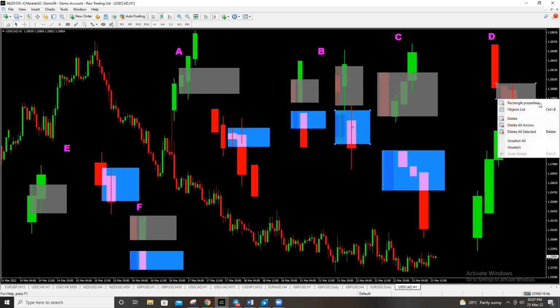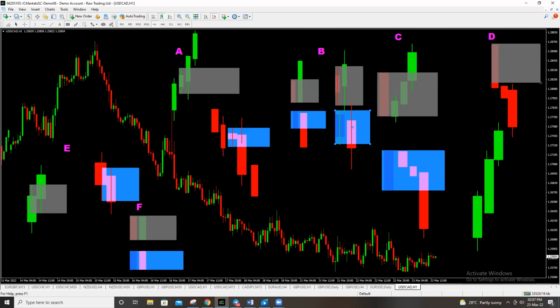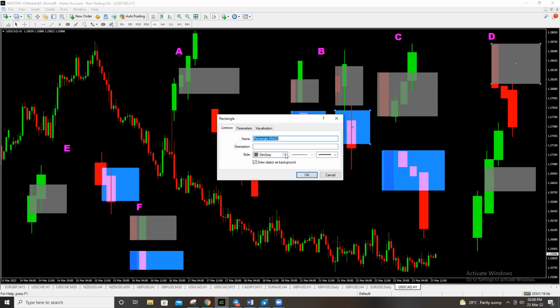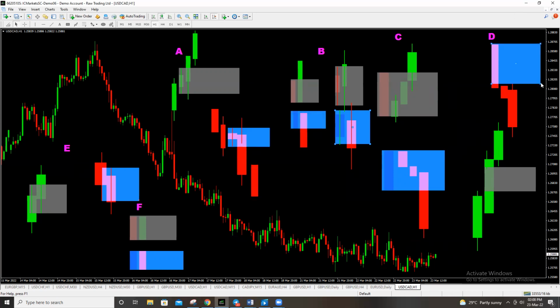Oh, no, this is not the hidden. Sorry, this is the void. Do you remember the void, the inefficiency? Okay, the void or the imbalance. So we have the buy imbalance, and we have, of course, the sell. So that is how to draw your blocks based on the different types of blocks that we have discussed.